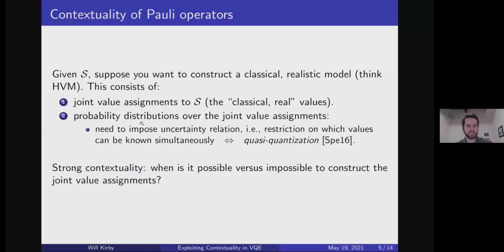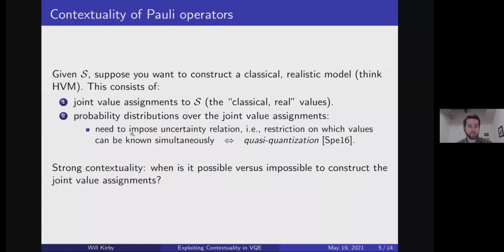Then the second piece of the model is some set of allowed probability distributions over the joint value assignments. In the realistic interpretation of the model, these represent the state of knowledge of the observer of the joint value assignments. These probability distributions are sometimes also called epistemic states, because we're interpreting them as being about the knowledge of the observer rather than something about physical reality. In our model, they replace quantum states.